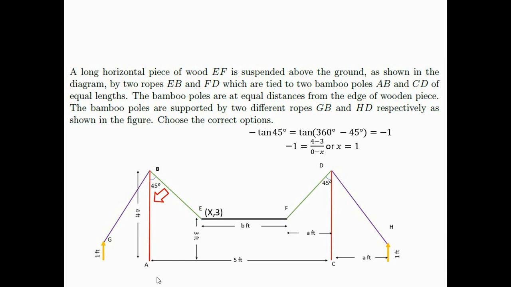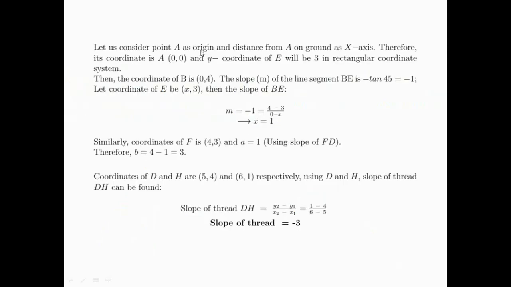Also, now by putting the value of minus 1 and equating it with the two-point form, the definition of slope, that is minus 1 equals 4 minus 3 divided by 0 minus x, from there we get x equals 1. Now we have to go to the later part.